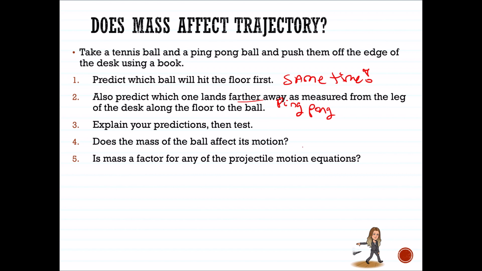Does mass affect the motion? No. Is mass a factor in any of the projectile motion equations? No. So with this said, an elephant and a mouse are dropped from a parachute and they splat on the ground at the very same time. And this is neglecting air resistance.